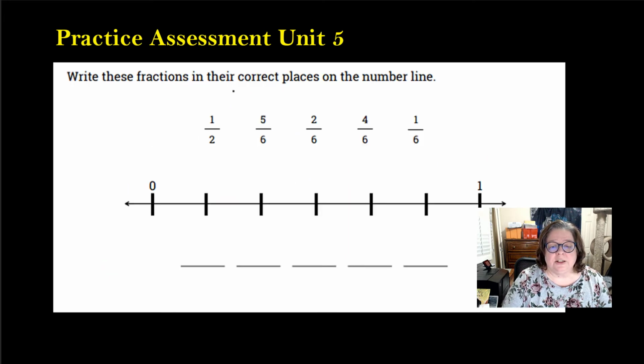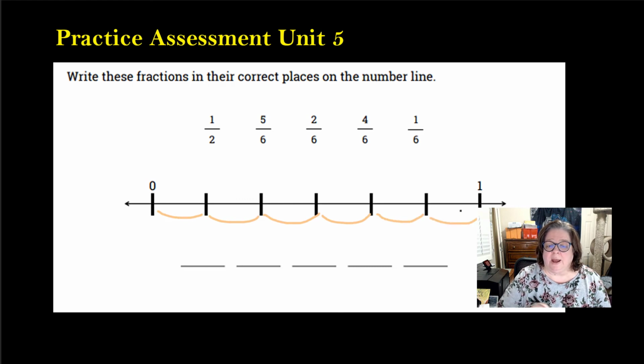Write these fractions in their correct places on the number line. Well, I'm guessing that this is divided into sixths, but I'm just going to check it out real quick. 1, 2, 3, 4, 5, 6. Okay, I know that it's divided into sixths. I know it starts at 0 and it ends at 1. I know that 1 is the same as 6/6. So let's label each of these parts and see what we get.